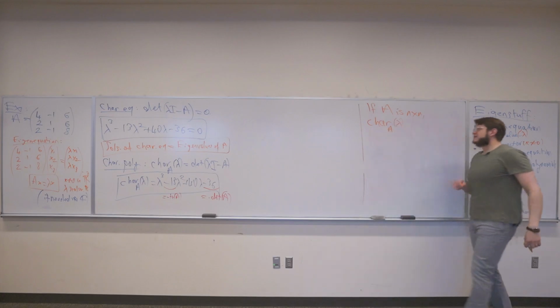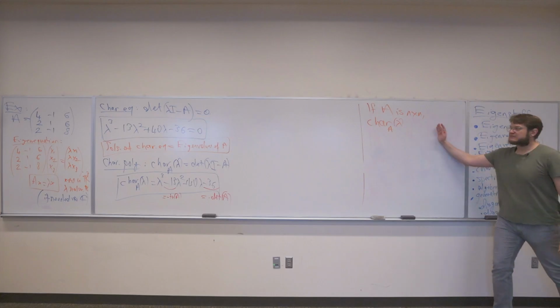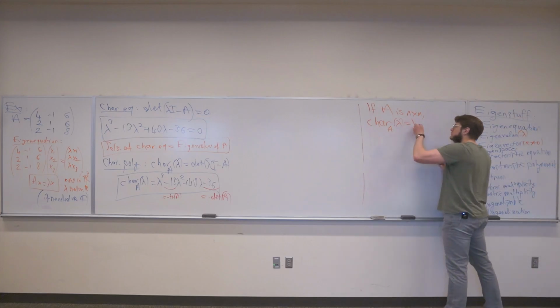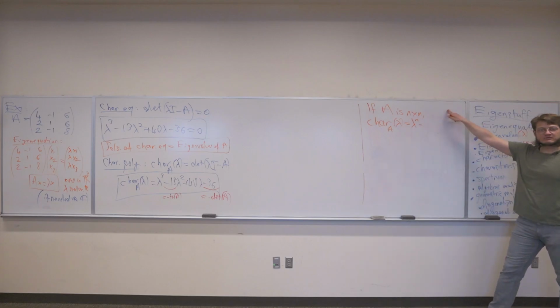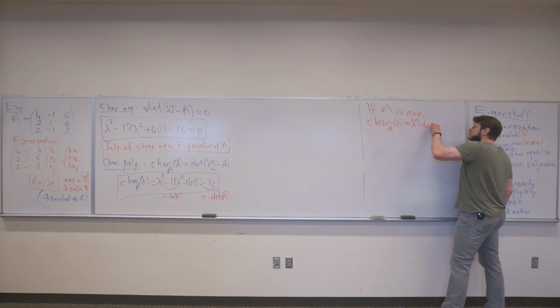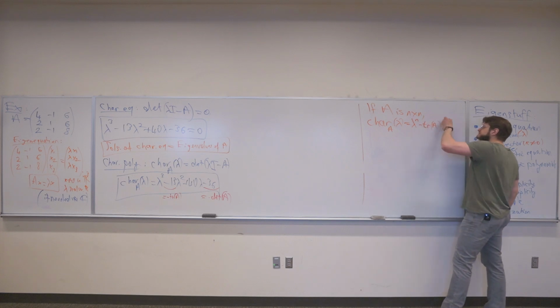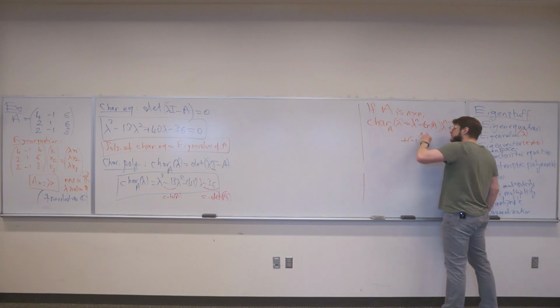If A is n by n, the characteristic polynomial is going to start with lambda to the n. Next, you're going to have lambda to the n minus 1 times some number. That number is again going to be trace, sum of the diagonal entries. Then you're going to have some other terms. And then finally, you're going to have minus 1 to the n times determinant.